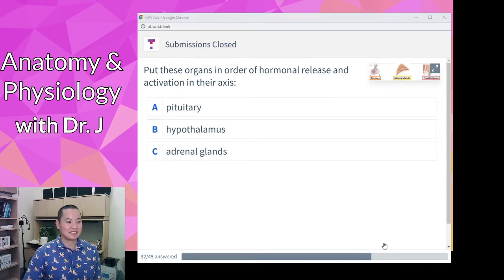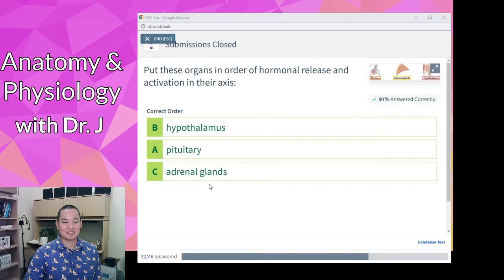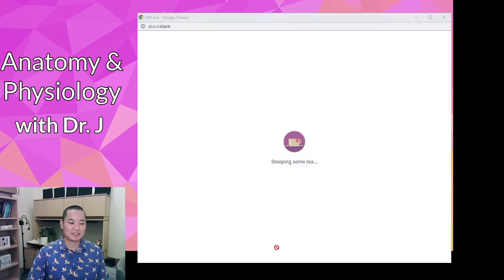And what do we see? So the correct order would be the HPA axis. Oh, we're just under 100%. So again, we almost got it. 97% of you got it correct. You might want to try to refresh Top Hat if you're not seeing the question right now, or you can play at home. Next question, keep it open.